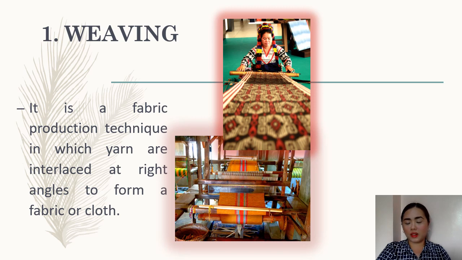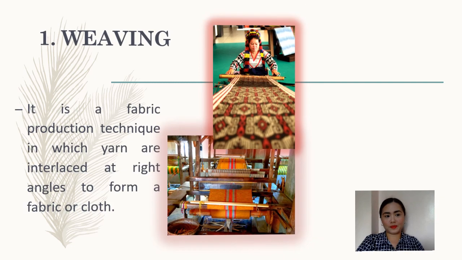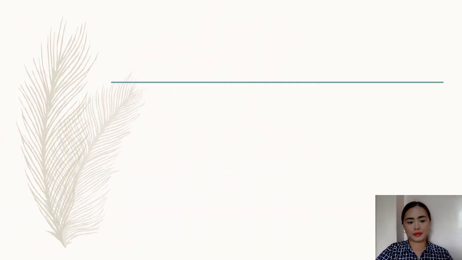As you can see in the picture on your left, at the bottom part, that is an example of a machine being used in weaving, which is a weaving loom. And at the upper portion, you can see a woman weaving a Tinalak cloth, which is made by the Tboli tribe of South Cotabato. Because weaving is an abundant trade here in the Philippines, every region boasts its own type of woven cloth.